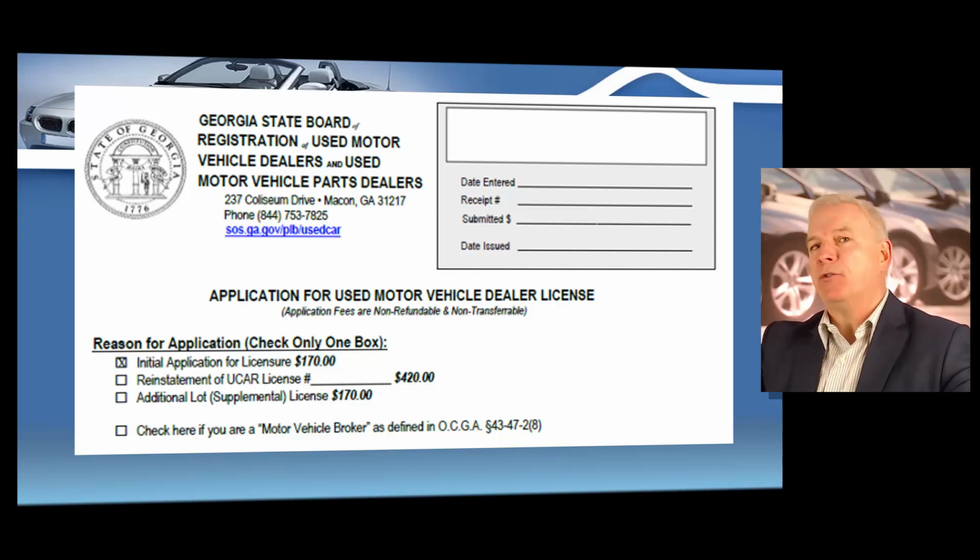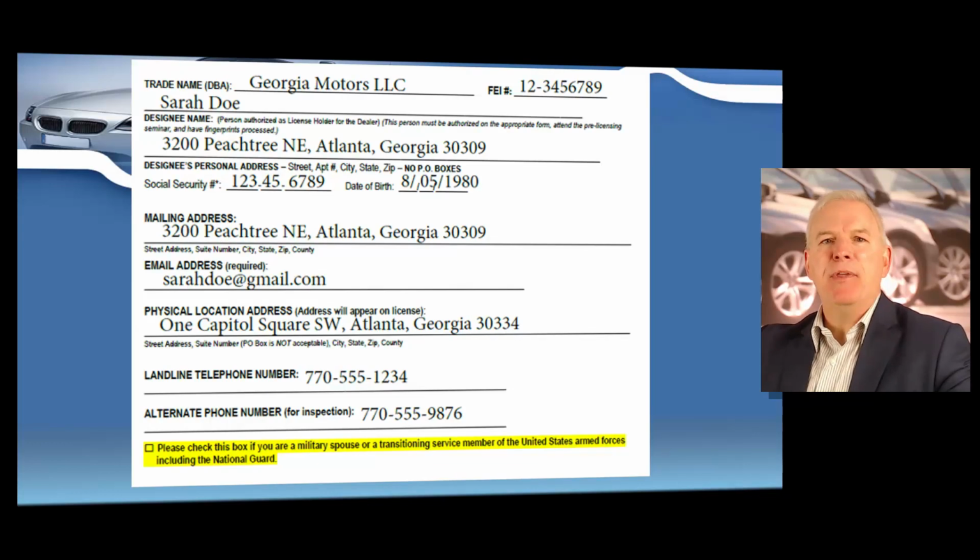First, you're going to enter your trade name that you're doing business as, and that's going to be referred to as your DBA. That's the name that you're doing business as. You will then enter your federal employment identification number, which we call the FEI, or sometimes we call it the EIN. That's your tax ID number that we talked about that you get from the IRS. Now remember, as I stated a few moments ago, you want to obtain your employment identification number before you apply for your dealer license. So chronologically, you must apply for your employment number before you apply for your dealer license.